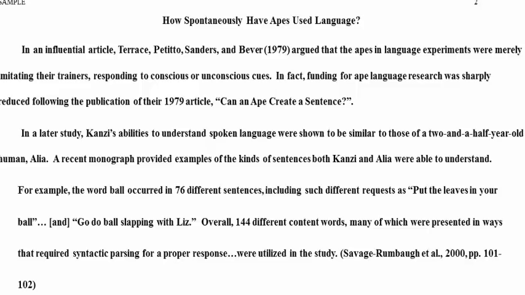In fact, funding for ape language research was sharply reduced following the publication of their 1979 article, Can an Ape Create a Sentence? In a later study, Kanzi's abilities to understand spoken language were shown to be similar to those of a 2.5-year-old human, Aaliyah. A recent monograph provided examples of the kinds of sentences both Kanzi and Aaliyah were able to understand. For example, the word ball occurred in 76 different sentences, including such different requests as put the leaves in your ball and go do ball slapping with Liz.